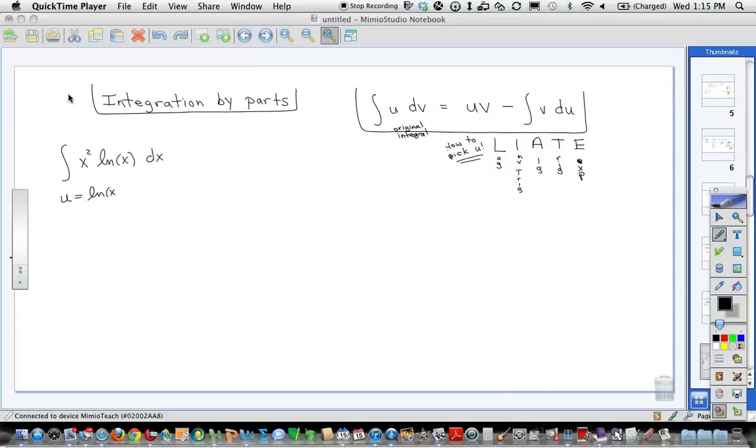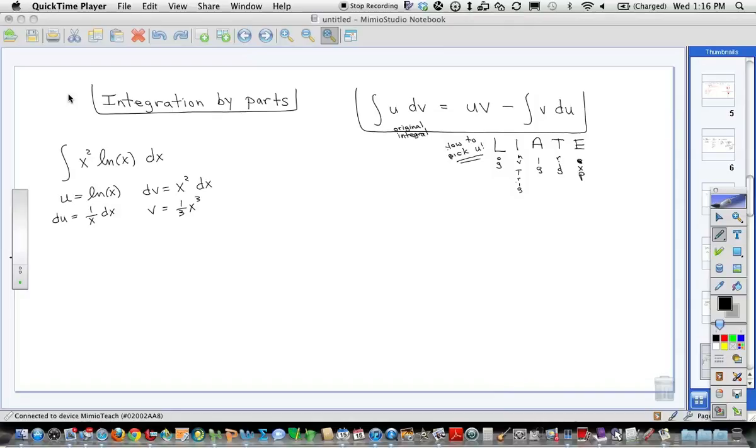All right, what are we going to pick for u? ln x. LIATE, log always comes first. dv then is what's left, x squared dx. So du is 1 over x dx, and v is 1/3 x cubed. Don't put the plus c. I said plus c, I meant to say don't put the plus c. But I like that you were thinking there should be a plus c because you were doing an antiderivative.